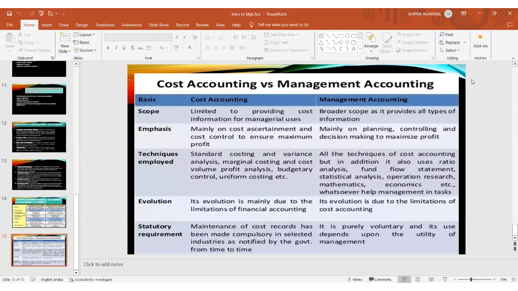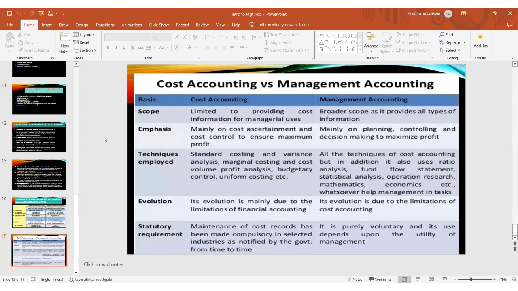But cost accounting information is never published anywhere. Maintenance of cost accounting is mandatory in certain organizations, depending upon which particular industry you are operating in, and the government keeps on notifying from time to time for which industries it is mandatory. But management accounting is 100% voluntary in nature. It depends upon whether you want to plan for the upcoming future or not, and how you want to plan. That is also again your choice, right?